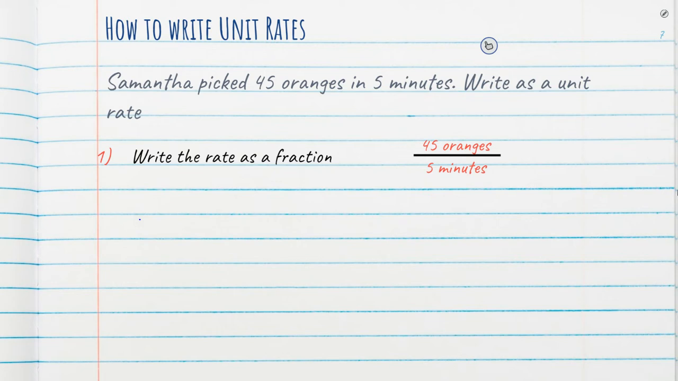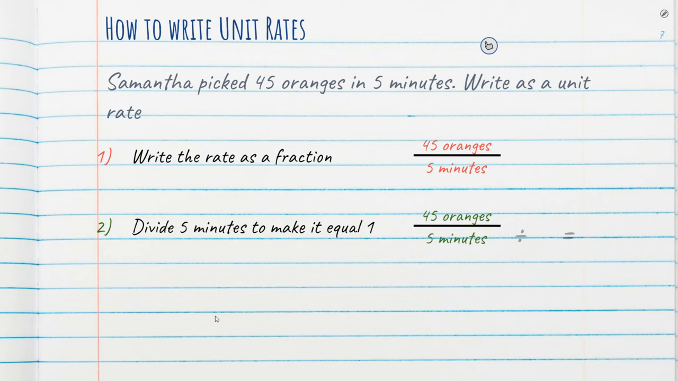Step 2. Step 2 is to divide 5 minutes to make it equal to 1. So we need to turn 5, the denominator, into 1. If I have 45 oranges and I have 5 minutes on the bottom, that 5 minutes needs to be divided by something to equal just 1.